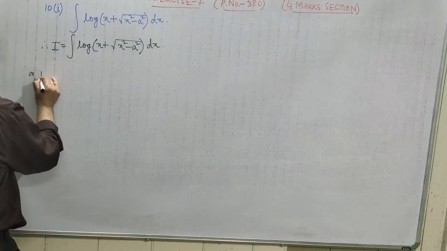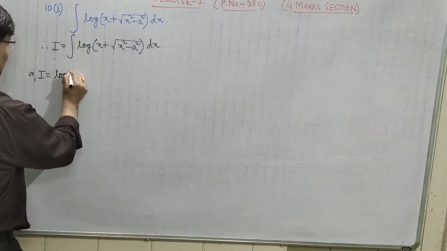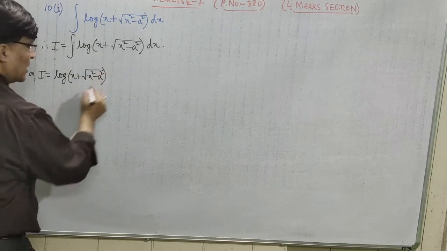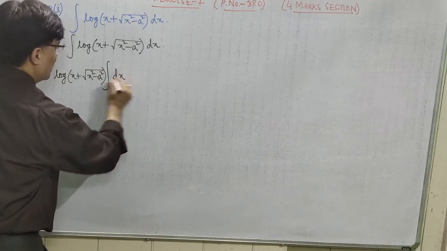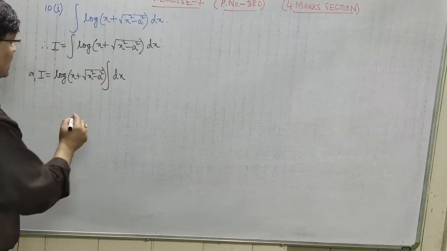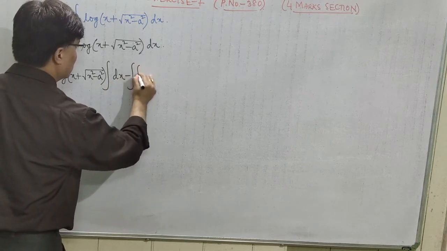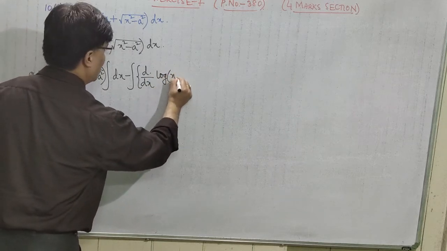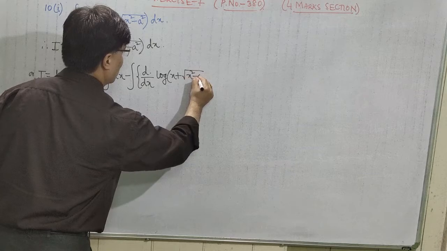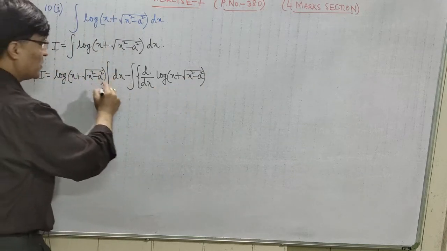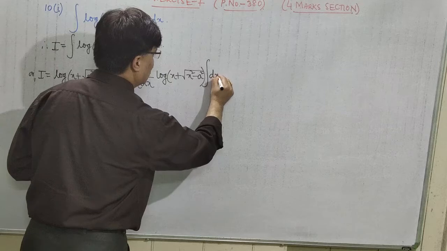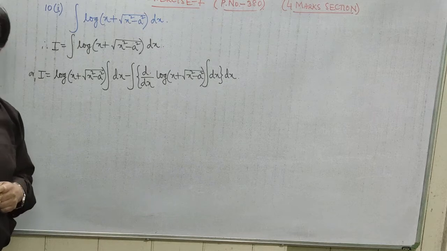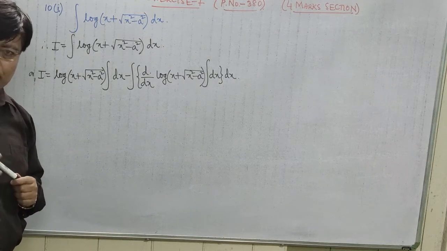So I is equal to this log of x plus root over x square minus a square is taken outside. So it is integration of only dx is there. Is that clear? Then comes minus sign. Integration of second bracket. This is your dy dx of log of x plus root over x square minus a square. Right? This is the first function. Then integral sign dx, second bracket closed dx. So this is your integration by parts. So you have understood it.